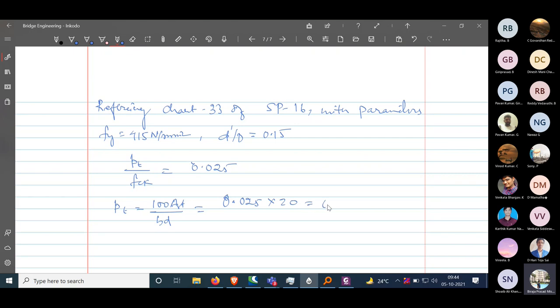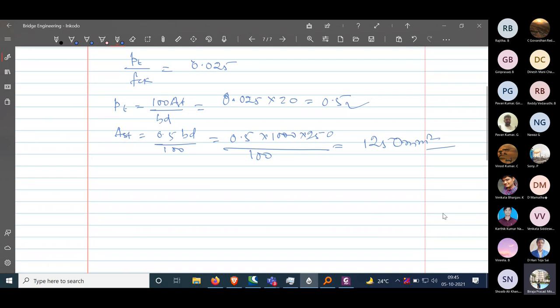P or Pt equals 100 Ast by bd, so that is 0.025 into 20, so it is 0.5. Okay, and Ast equals 0.5 bd by 100, so that becomes 0.5 into 1000 into 250 divided by 100, so that becomes 1250 mm square. So that is the reinforcement which is to be provided on both the sides.